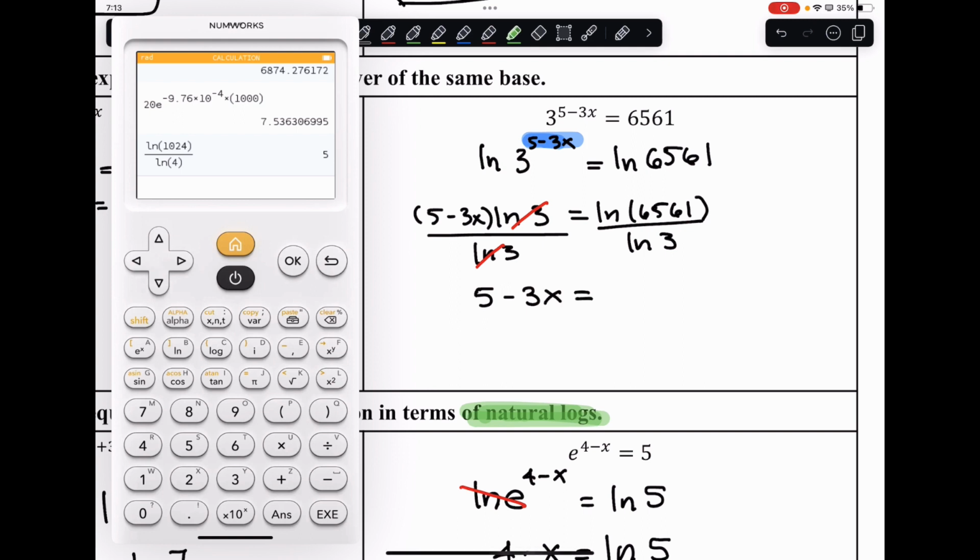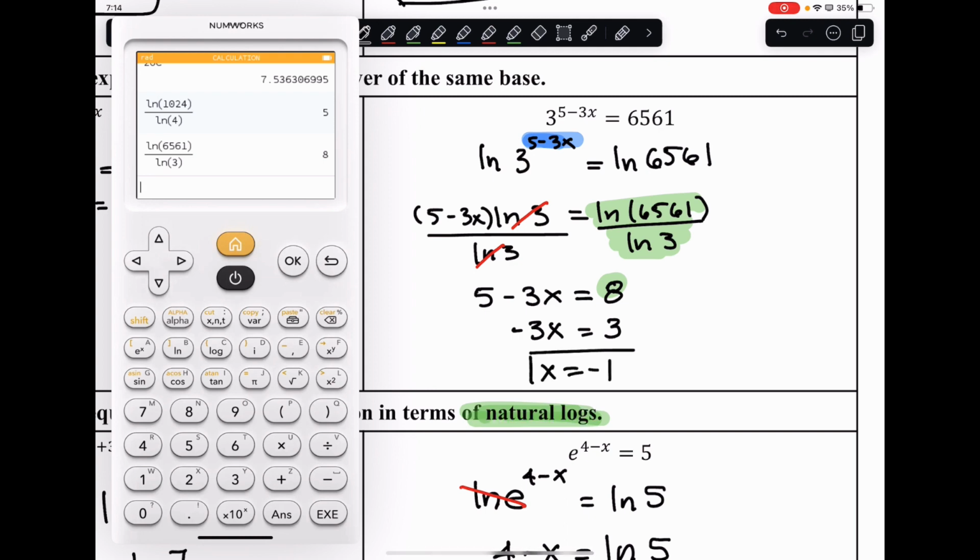And let's type this into our calculator and see what we get. So the ln of 6561, divide that by the ln of 3, equals 8. And then we solve the equation. So we'll subtract 3 from both sides, divide by negative 3, and again we get x equals negative 1. So here you have this alternate form.